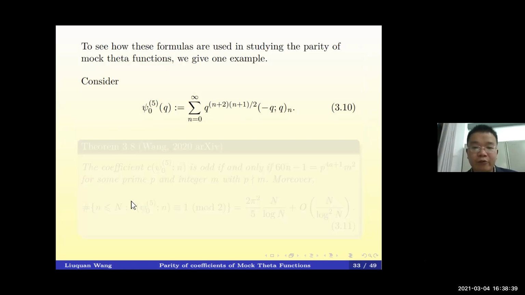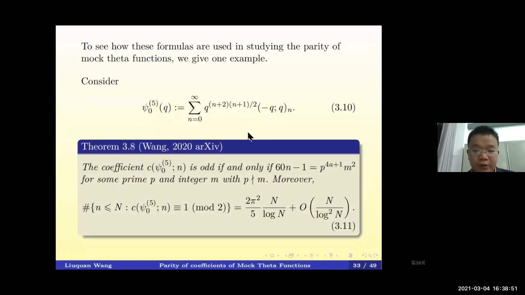Now we just give one example. Why do we need this kind of formulas? Let's consider the fifth order modular function psi 0. Its original definition is given by this Eulerian sum. And we get this kind of theorem. We find that the nth coefficient of psi 0 is odd if and only if 60n minus 1 equals p to the 4a plus 1 times m squared for some prime p and integer m not divisible by p. So I think you are very familiar with these kind of numbers, p to the 4a plus 1 times m squared. This appears in Golden's work and also appears in our previous lemma on the estimation, right?